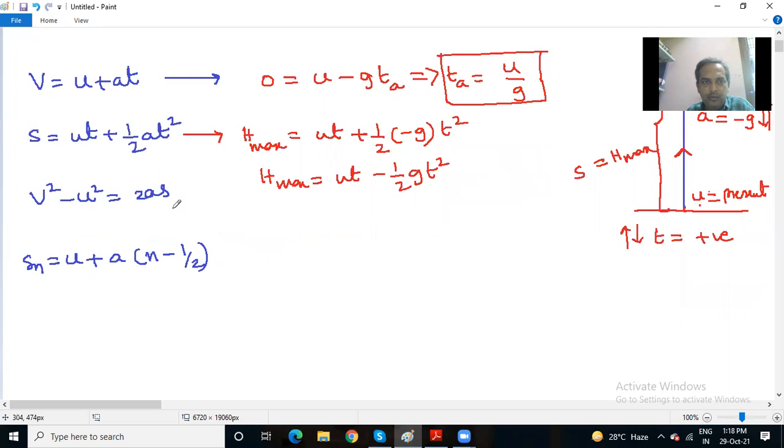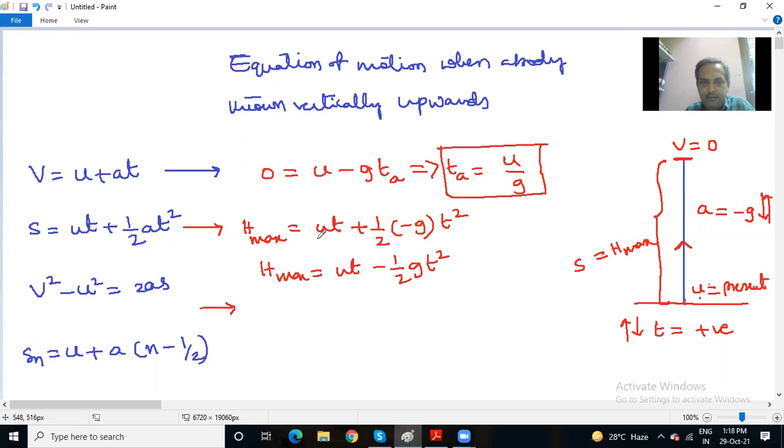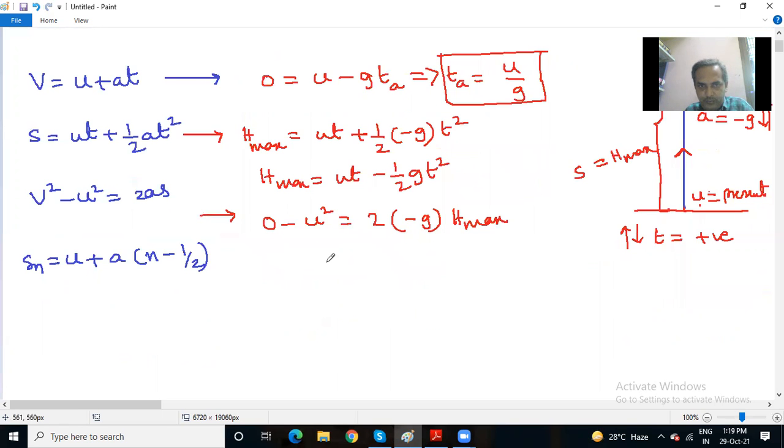Next, how does this equation turn? When it reaches maximum height, v is 0, minus u square is equal to 2, a is taken as minus g irrespective of motion, s is taken as positive because going upwards, it is H max. So you cancel minus minus, and you will get H max as u square by 2g. So this is the equation of H max. I'll give you the definition afterwards.